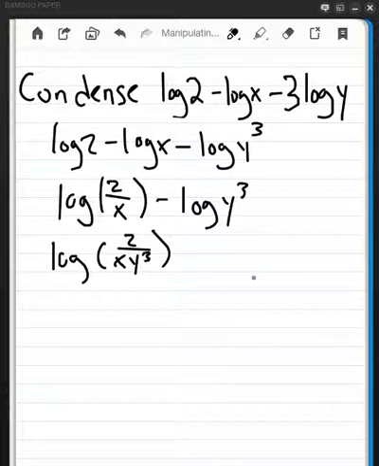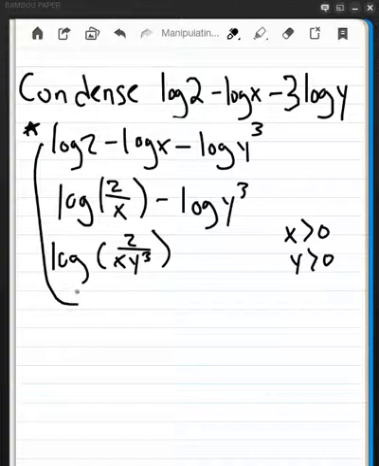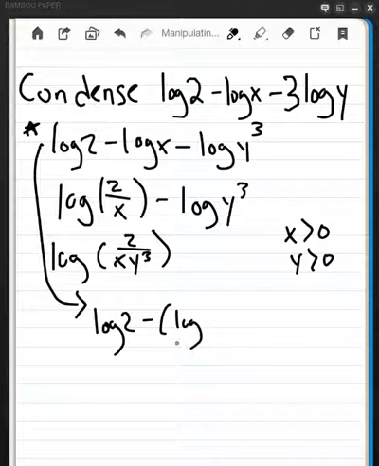There you go. Again, when we started off, our x and our y's had to be positive in order to satisfy the restriction on log, so down here they have to be positive as well. There's another way of doing this, so I'm going to take it from here, okay, and I'm going to show you another way. We can factor out that -1 from both of those, so we'd have log of 2 minus, factor out that -1, log of x plus log of y cubed.